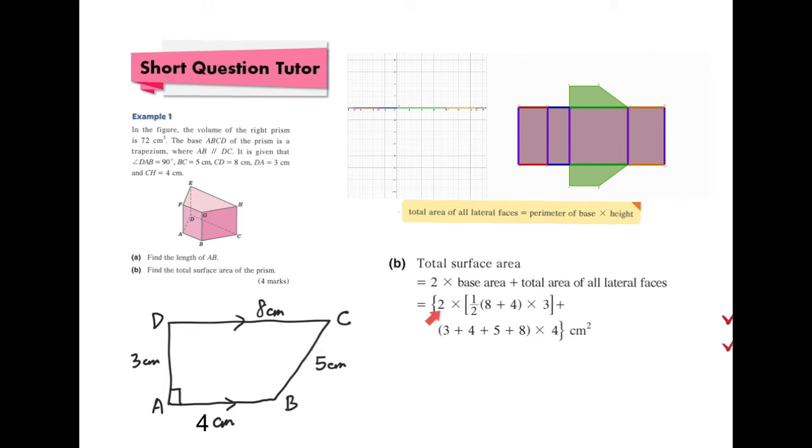For the next part, 3 plus 4 plus 5 plus 8 is the perimeter of the trapezium base, and 4 is the height of the prism. 1 mark will be given if you can write down the correct formula. If you write down the correct answer with units, 116 cm square, another mark will be given.